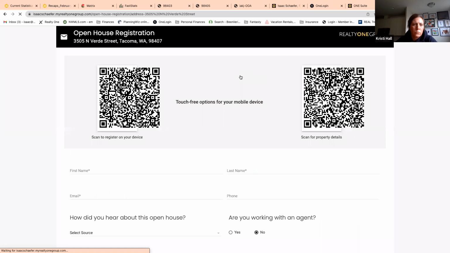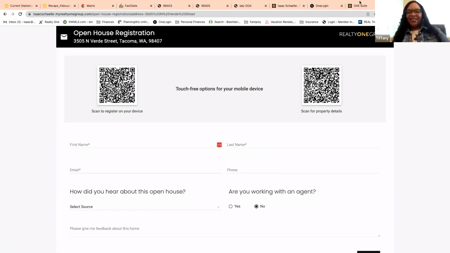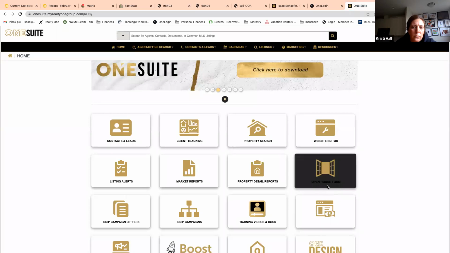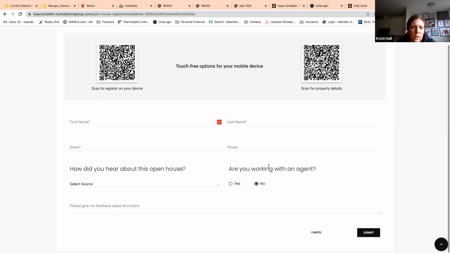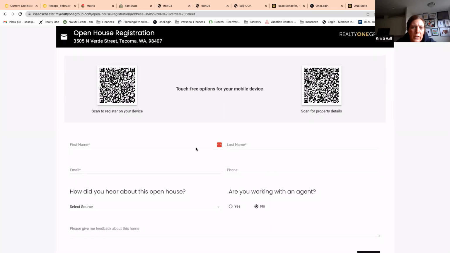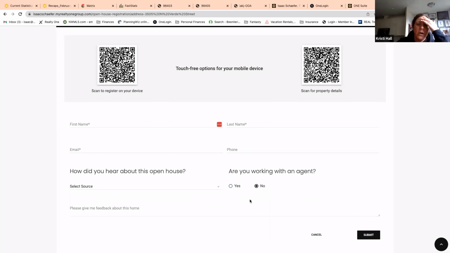Hmm. Ooh, I like that. Oh my God. So if you're in OneSuite, you click on open house form. I just typed in my listing and it gives you this. Okay. Perfect. So essentially, you could create a flyer with a picture of the house in the background and then have the QR code on top. Yeah, that's awesome, because then you're capturing people and you would just sort them later in OneSuite.